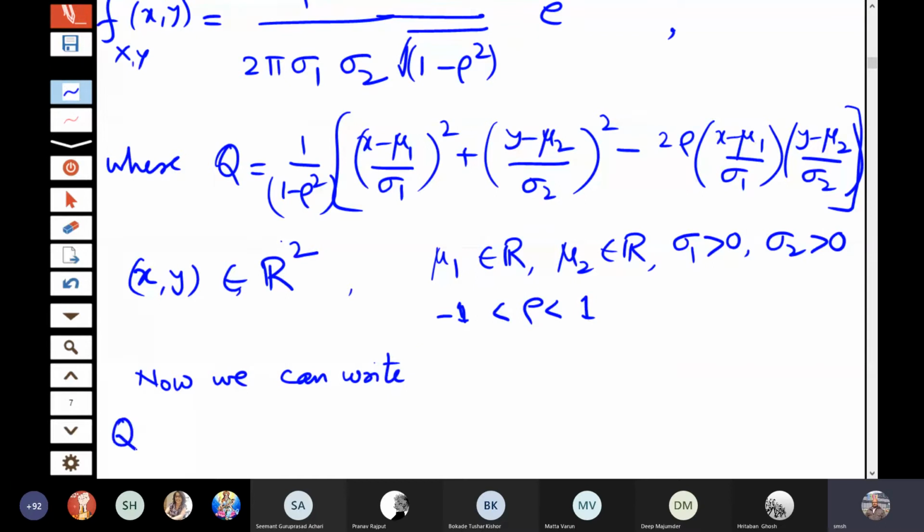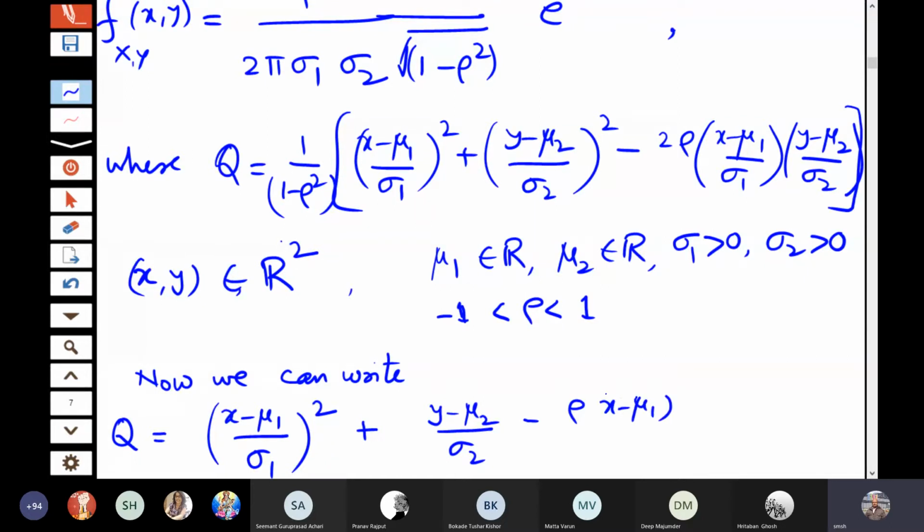This Q we write in two different forms. One is we write it as ((x minus mu1) by sigma 1) square plus ((y minus mu2) by sigma 2 minus rho times (x minus mu1) by sigma 1) square.